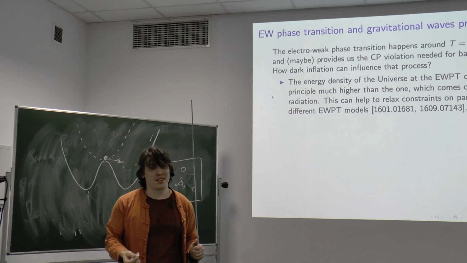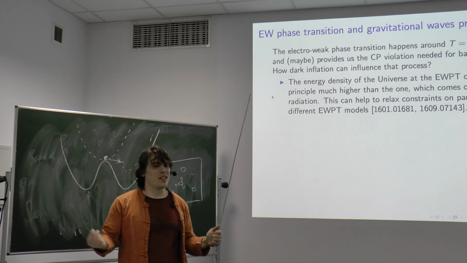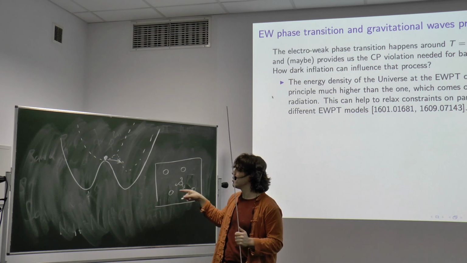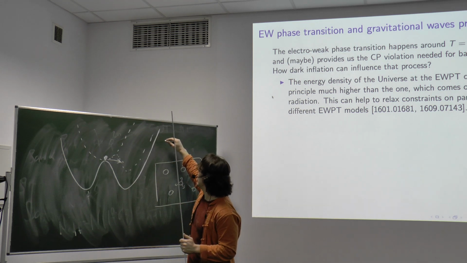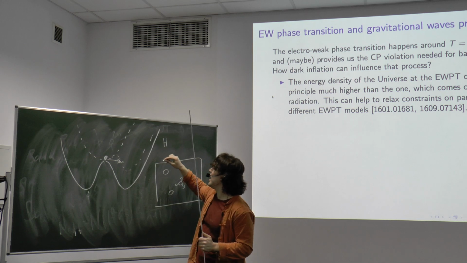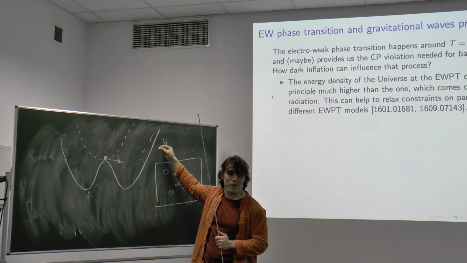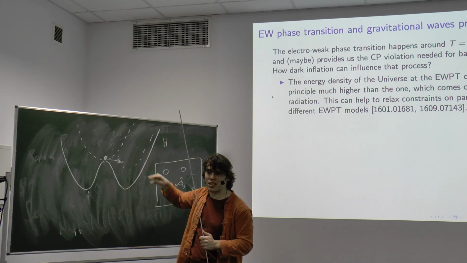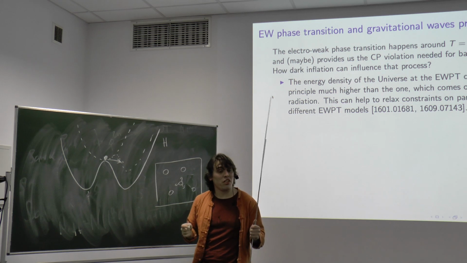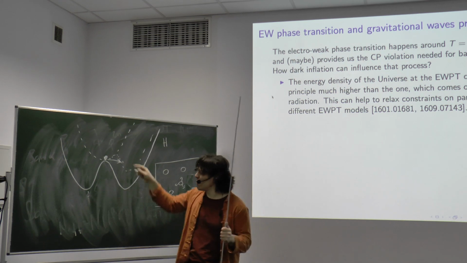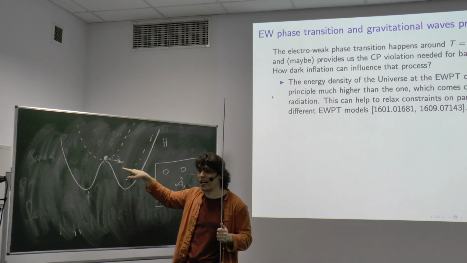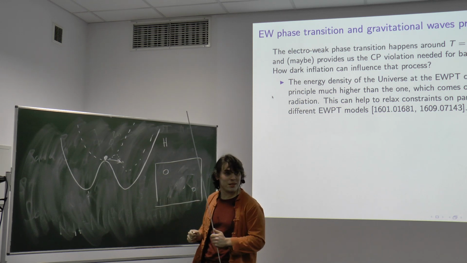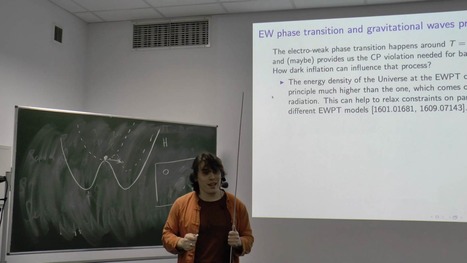So why is it related to gravitational reheating and dark inflation? Because while calculating how many bubbles you would create, what you always take into account is the Hubble parameter, because you want to know how quickly the universe expands. The potential changes as the temperature drops. If your universe expands much faster than you initially thought, then your temperature drops much faster, and you have much less time for tunneling. So at the end, you produce far fewer bubbles, and there are fewer collisions and less gravitational waves.